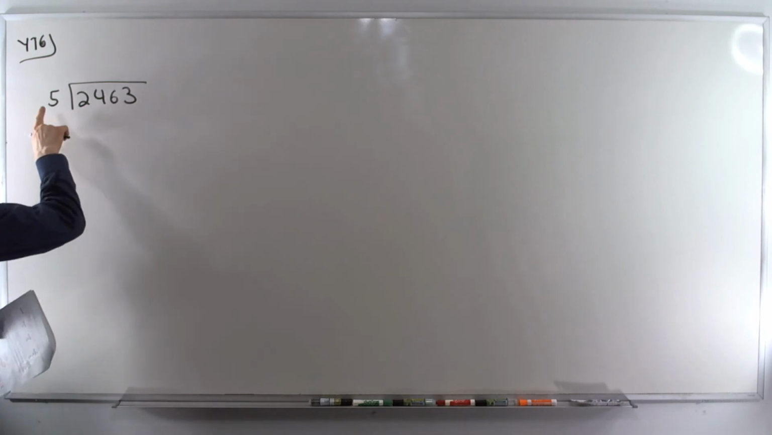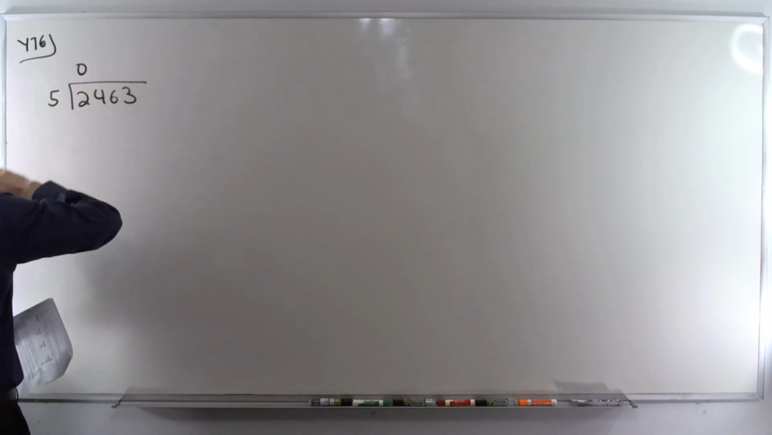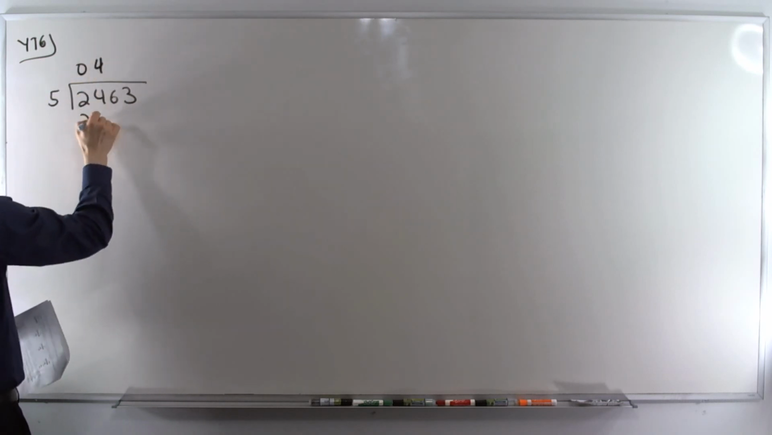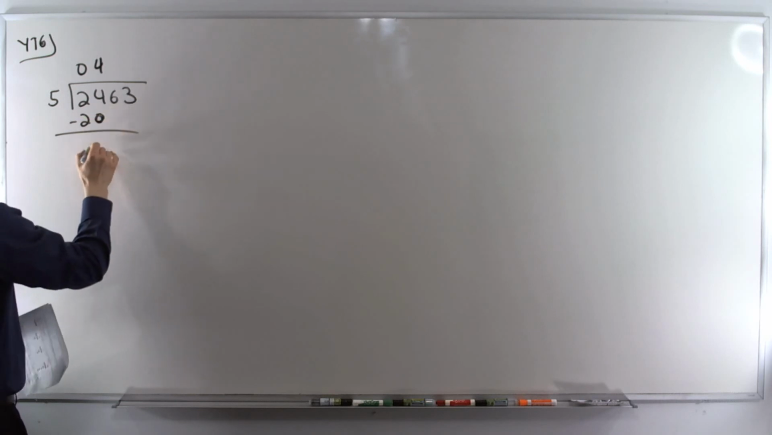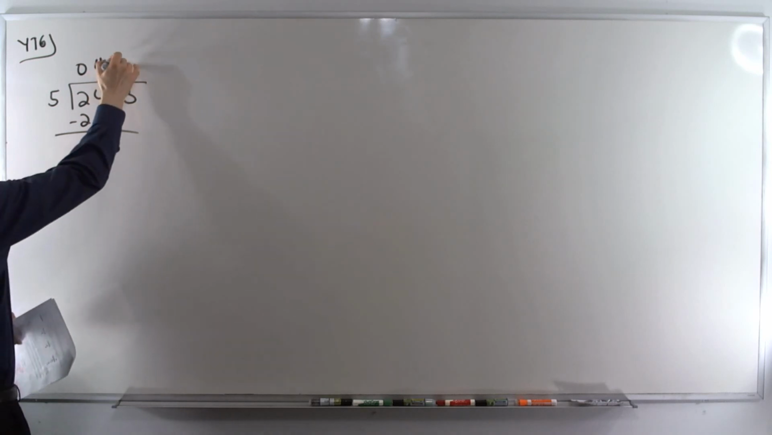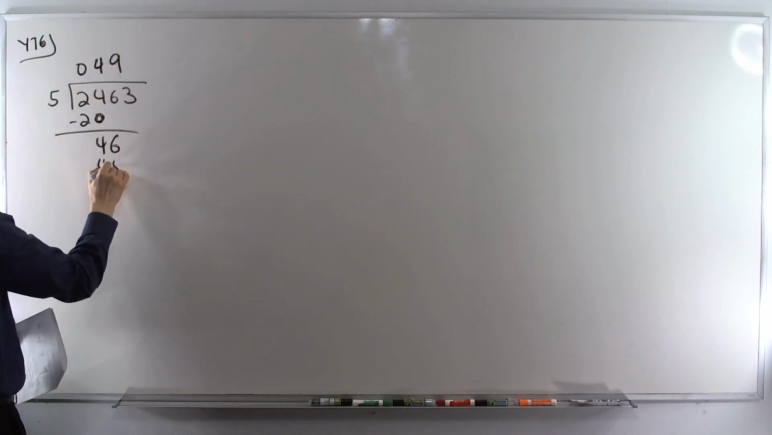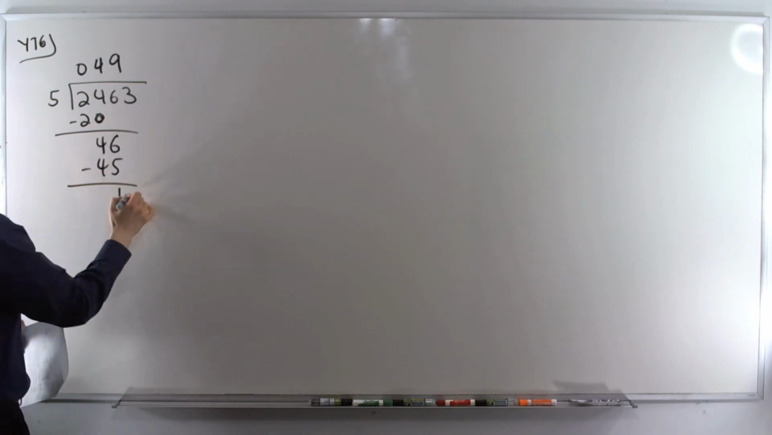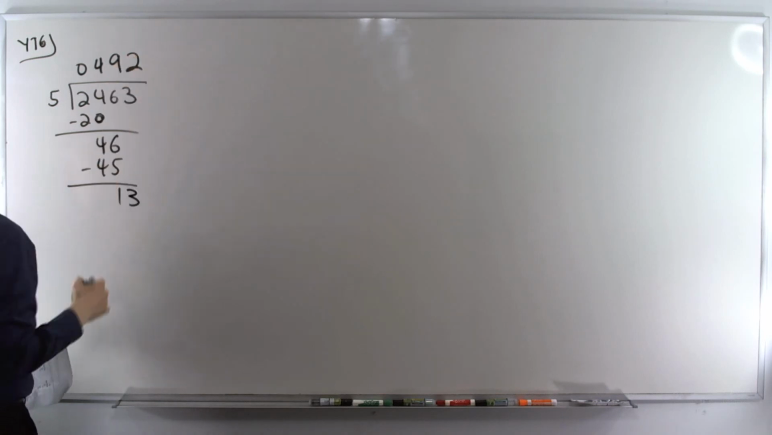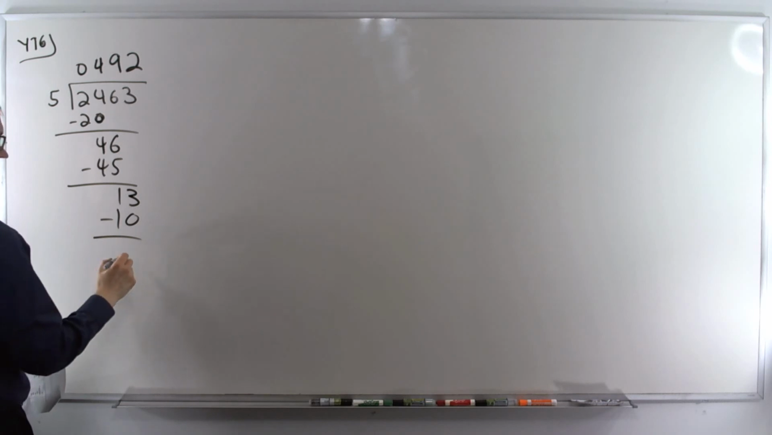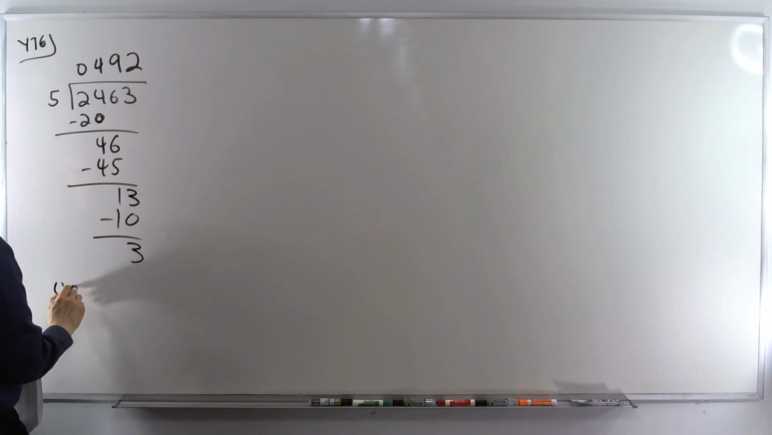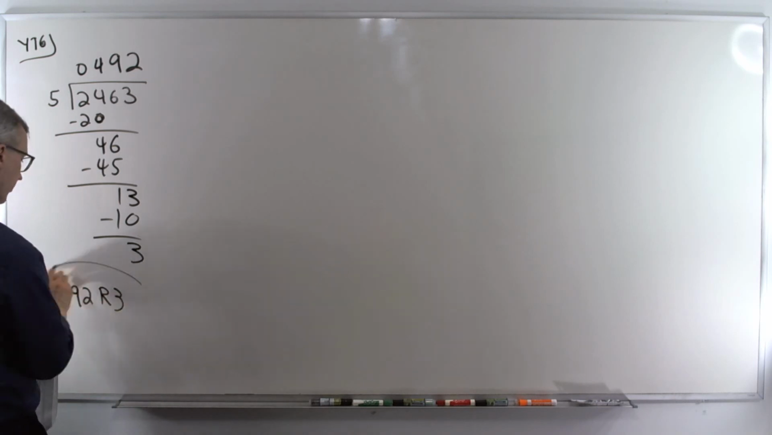$24.63 divided by 5. All right, 5 goes into 2 0 times. I'll put a placeholder there. 5 goes into 24 4 times. 4 times 5 is 20. And subtract to get 4. Bring down the next number, 6. 5 goes into 46 9 times. 9 times 5 is 45. Subtract to get 1 and bring down the 3. 5 goes into 13 2 times. 2 times 5 is 10, subtract to get 3. 3 is less than 5, so we are done. Answer 492, remainder 3.